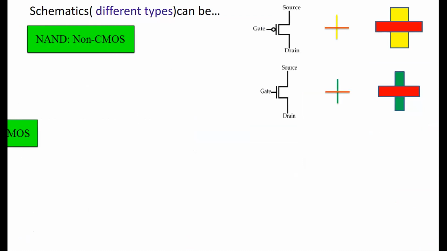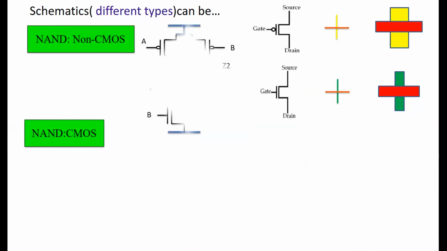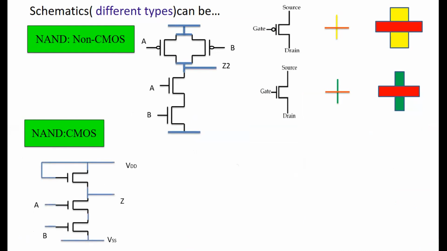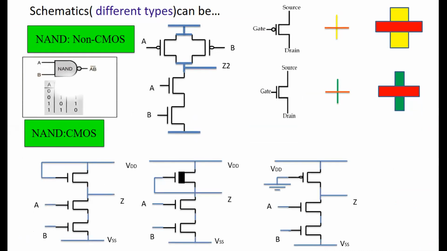Now see for the NAND gate, if I consider, this is the schematic for the NAND gate. Of course, you have to start with a symbol or truth table, and for this symbol, I can say this is the schematic. I think this is CMOS. The top one is CMOS and the bottom ones are non-CMOS. Even for the sake of it, I could show you 1, 2, 3, 4 different types of schematics for a selected NAND gate.